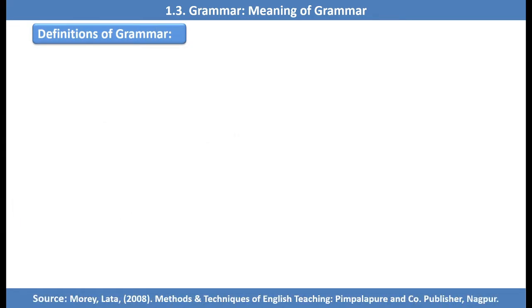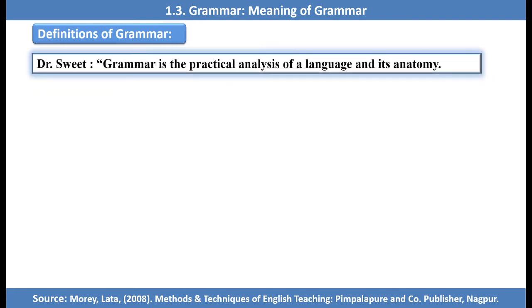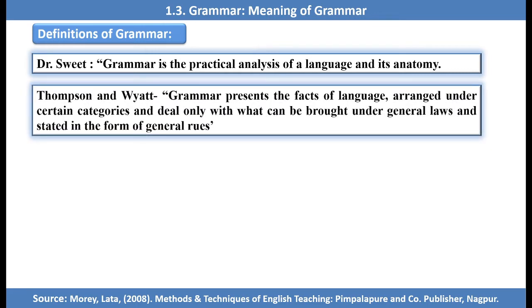So now see some definitions of grammar. The first definition is given by Dr. Sweet. Grammar is the practical analysis of language and its anatomy. Here according to Sweet, what is grammar? Grammar is the practical analysis of a language. So we have words, sentences and paragraphs. We analyze them practically, and we analyze their anatomy. So it is called grammar according to Sweet.